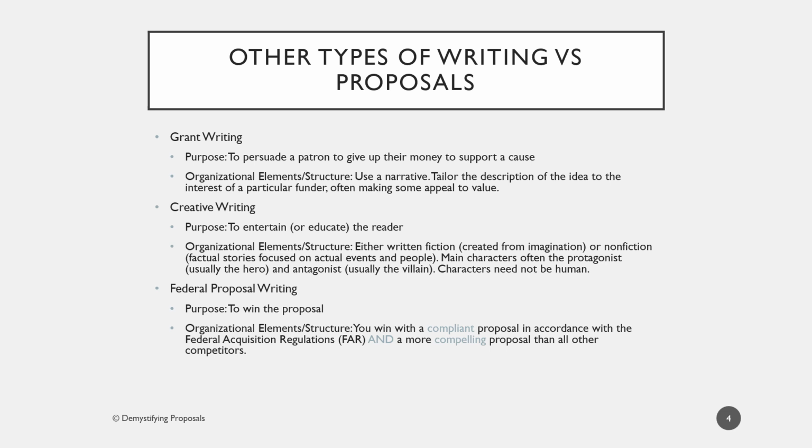So if you're writing a grant, the purpose is to persuade a patron to give up their money to support a cause. You use a narrative, you tailor the description to the idea of interest for the particular funder, often making some appeal to the value that you bring to the organization. For creative writing, the purpose is to entertain or educate the reader. Some organizational structure is either created from your imagination or based on factual stories of events and people. The main characters are usually the protagonist, often a hero, and an antagonist, usually the villain, and the characters need not be human.